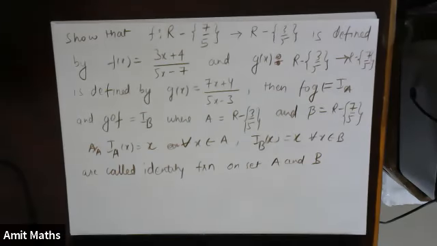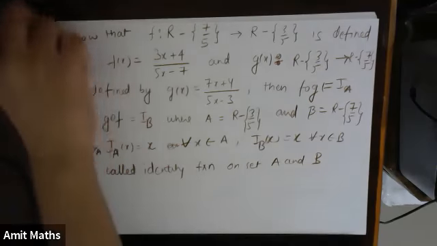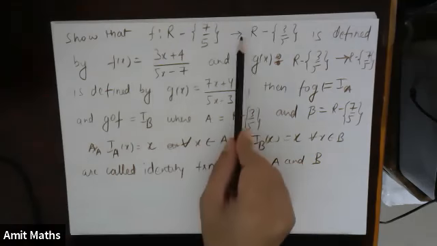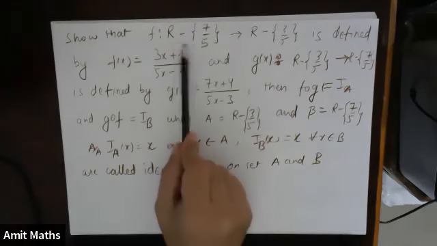Okay, so this is the question given. The question is to show that there is a function f from R minus 7 by 5 to the set R minus 3 by 5. These are the two sets.